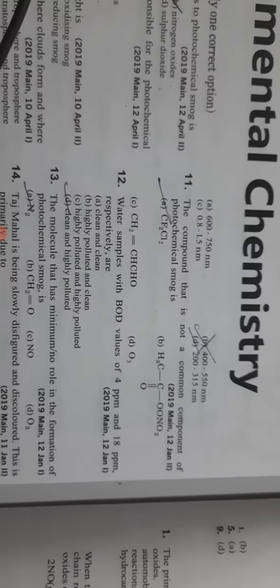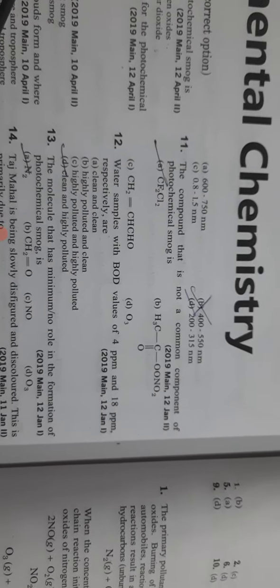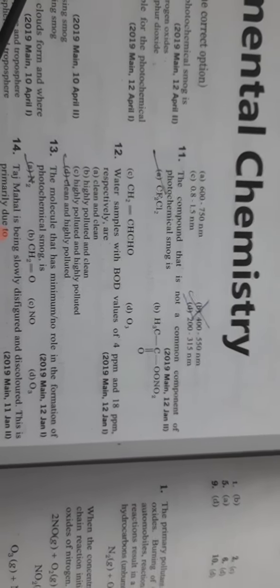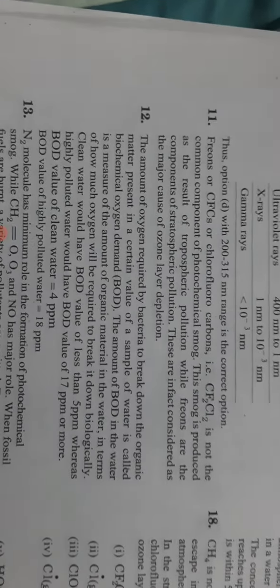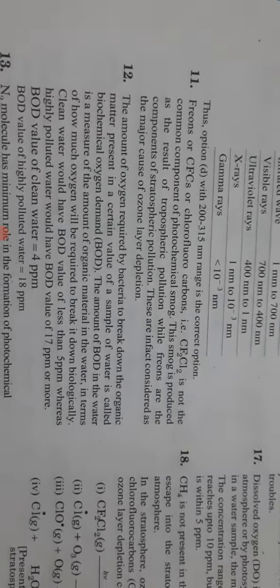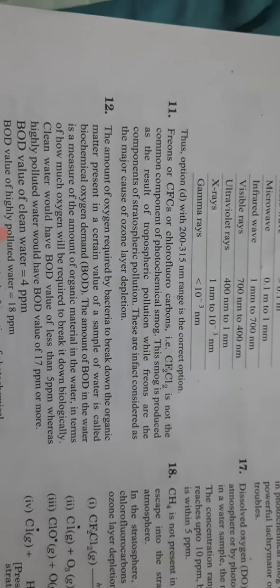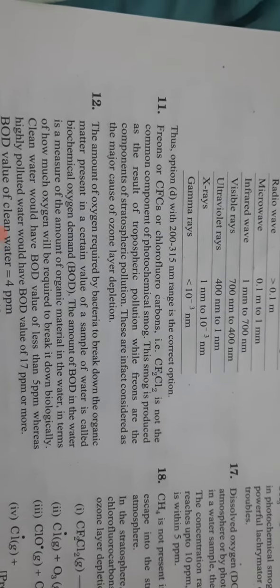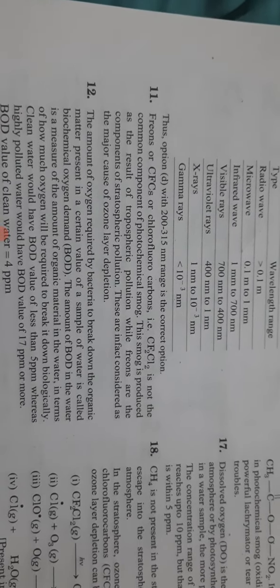Option D. Okay, so our next question goes, the compound that is not a common component of photochemical smog. We know all these three components, B, C, and D, but CF2Cl2 we didn't see, so it's option A. A quick explanation: freons or CFCs or chlorofluorocarbons, that is CF2Cl2, is not a common component of photochemical smog. This smog is produced as a result of tropospheric pollution, while the freons are components of stratospheric pollution. These are in fact considered as the major cause of ozone layer depletion.